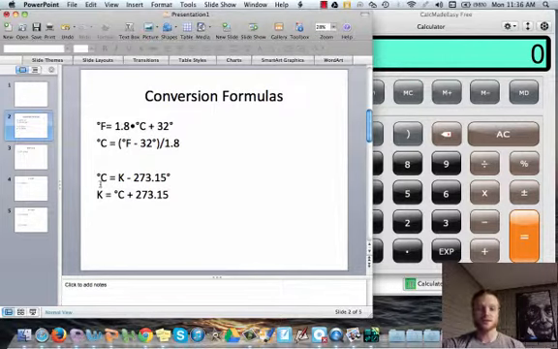And you'll notice the temperature that kind of connects the two is the Celsius scale. So if you have something in Fahrenheit and you need it to get to Kelvin, you're going to need to first put it into Celsius and then take it to Kelvin.